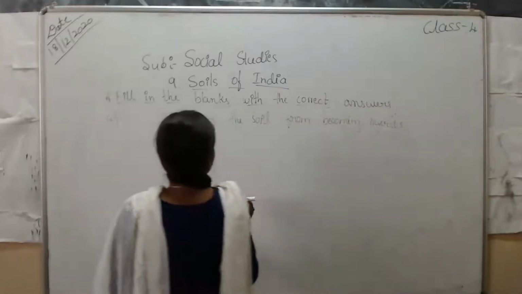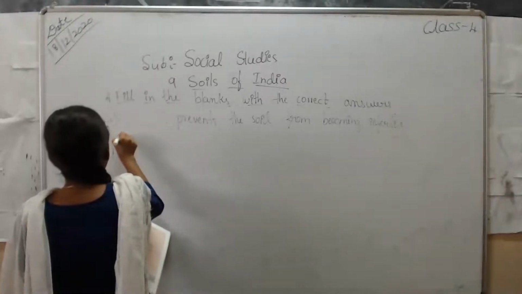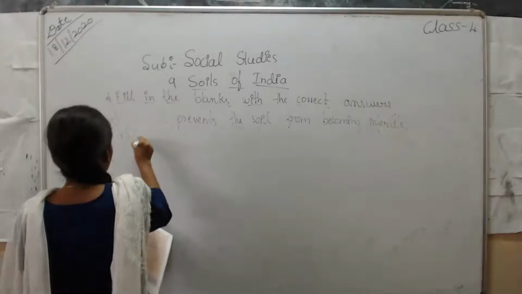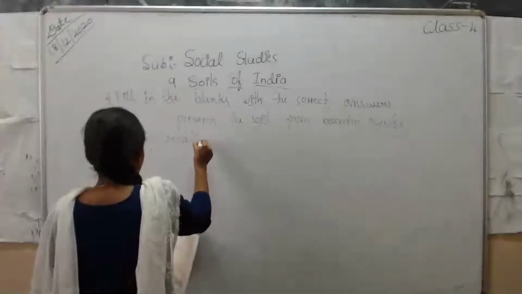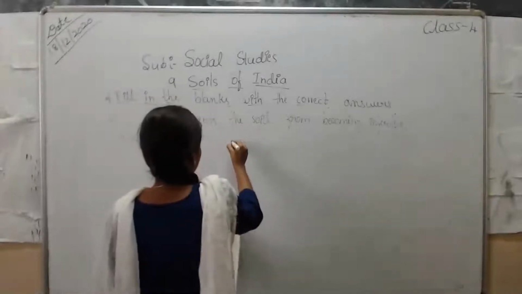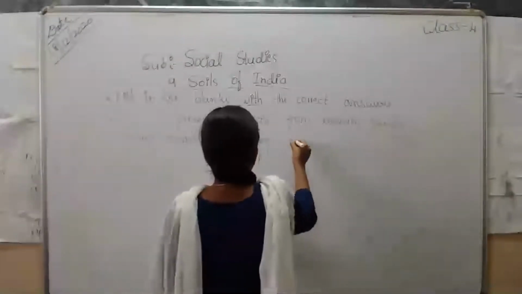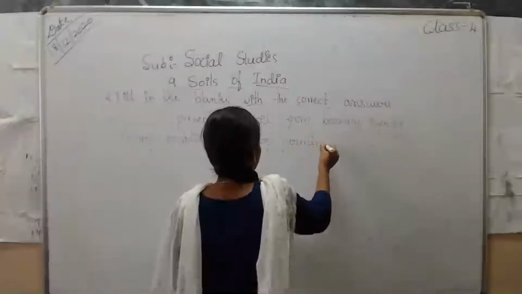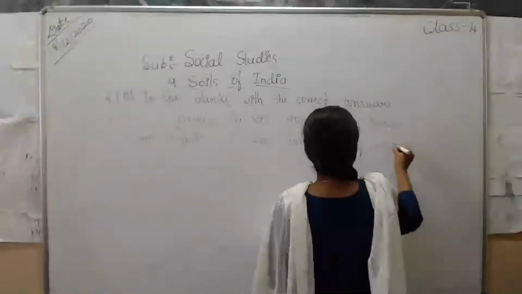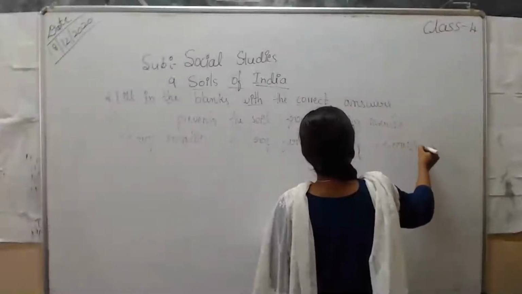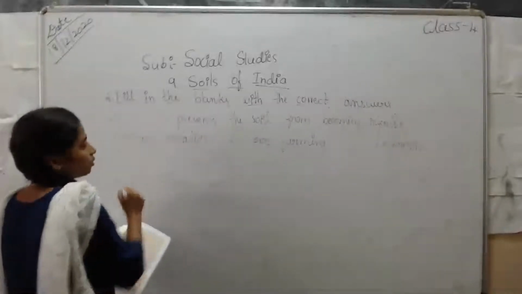So what helps in soil from becoming infertile? They are asking. Option A is crop rotation. Option B, crop farming. Then option C, deforestation. So crop rotation prevents the soil from becoming infertile.